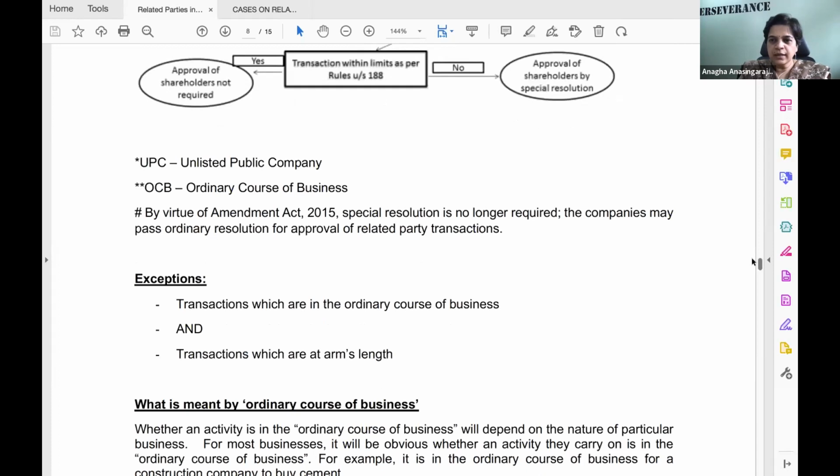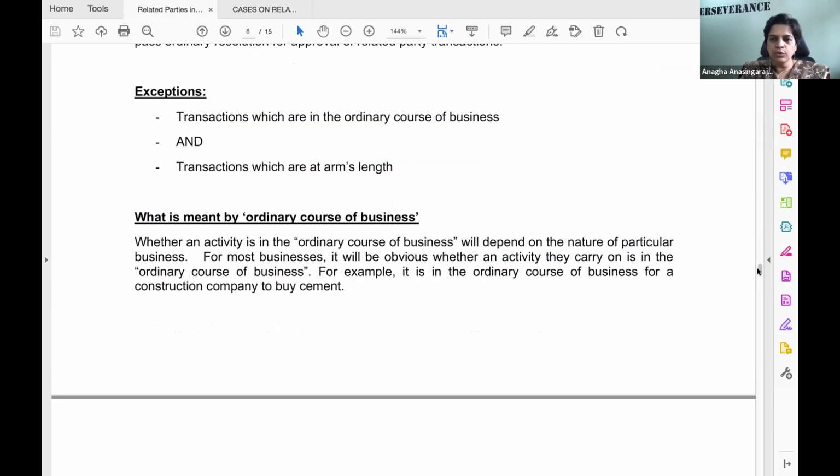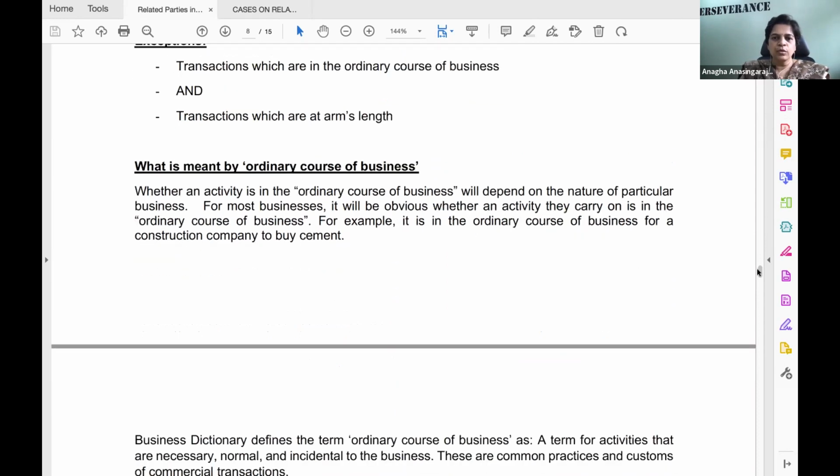Okay, so the exceptions we were discussing are transactions in the ordinary course of business and transactions at arm's length. Let us have a brief discussion on what is meant by the ordinary course of business. It has not been defined anywhere. So whether some activity falls under the term ordinary course of business will depend on the nature of that particular business. For most businesses, it will be obvious whether an activity they carry on is in the ordinary course or not. But for others, we may have to rely on certain definitions, or we may have to rely on case laws.